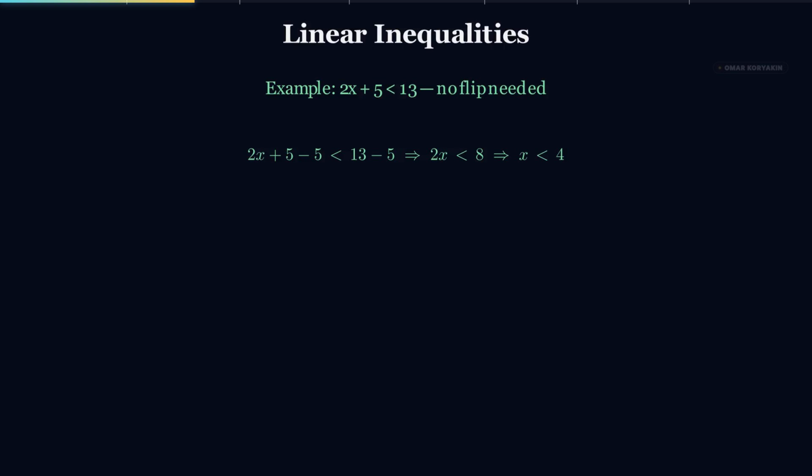Step 1 in the workflow. Identify the operations applied to the variable. In the inequality 2x plus 5 less than 13, the variable is being multiplied by 2 and then 5 is being added on top. 2 operations stack exactly as in a 2-step equation, and the inverse procedure will undo them in reverse PMDS order with no flip needed because we will be subtracting and dividing by positive numbers.